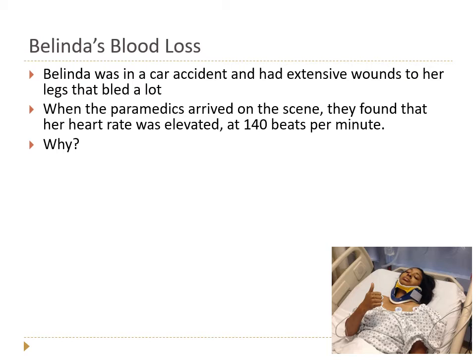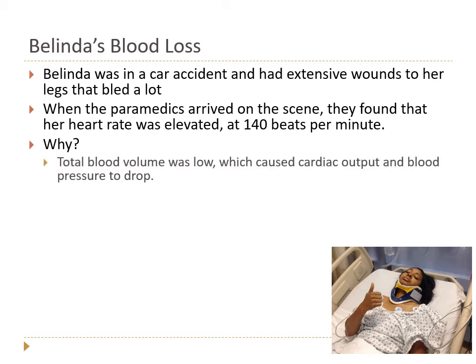So now let's take a moment and think about why her heart rate would be so high. Now you might say, well, because she's in pain or she's really stressed out, which is probably true. But let's talk about kind of the other factors that could be causing this as well. So if you're bleeding a lot, your total blood volume will decrease, right? So your venous return decreases. Therefore, your stroke volume decreases. Therefore, your cardiac output decreases. And if you don't have enough cardiac output, then your blood pressure is going to drop.